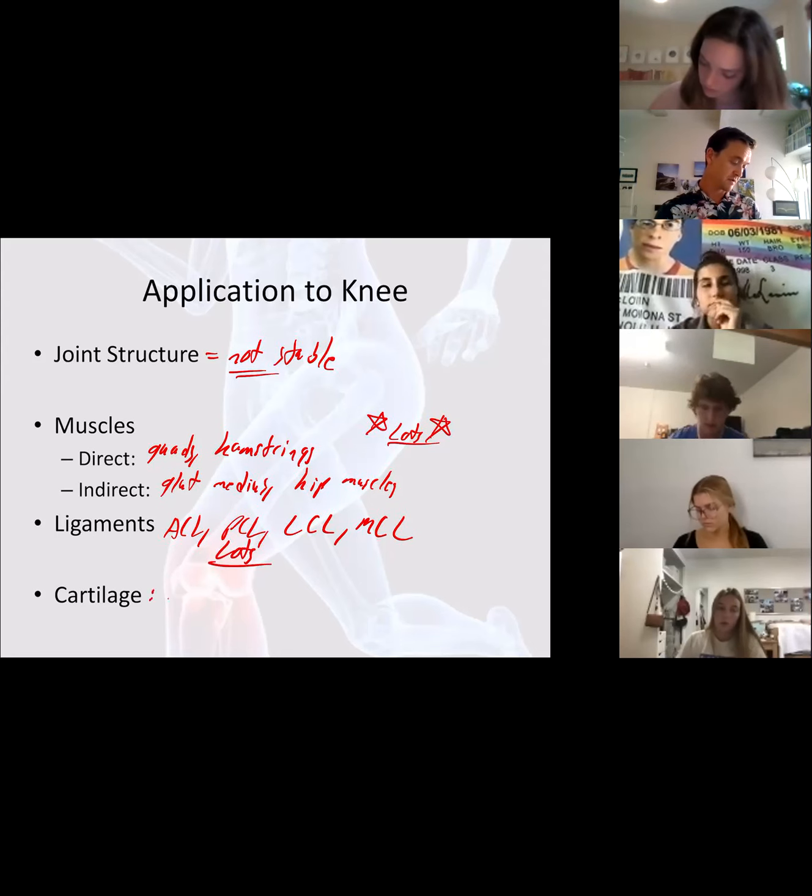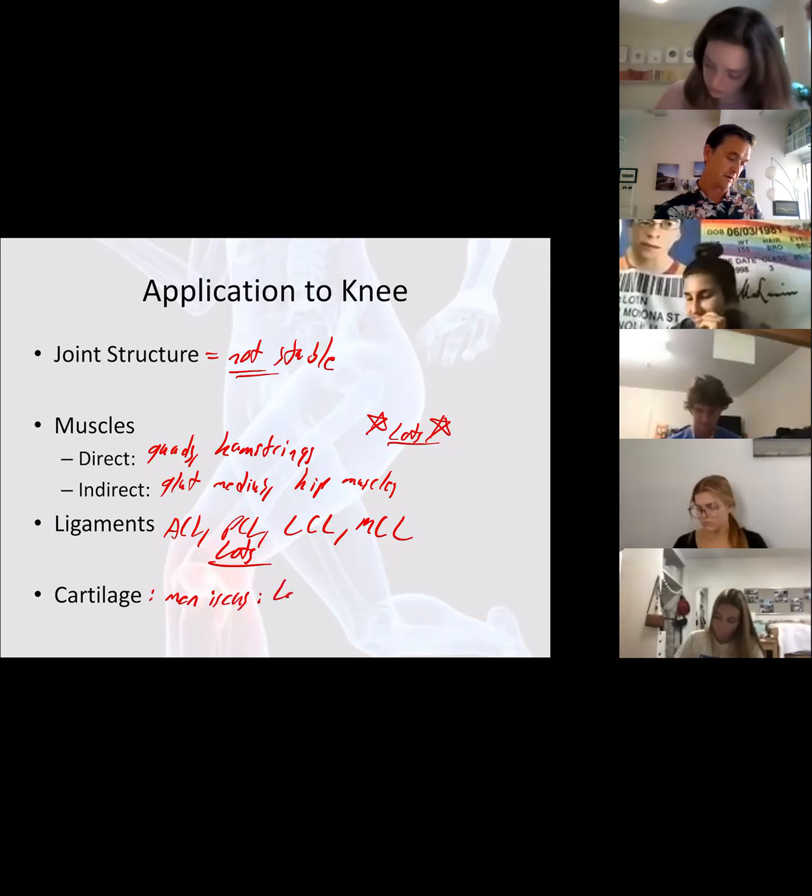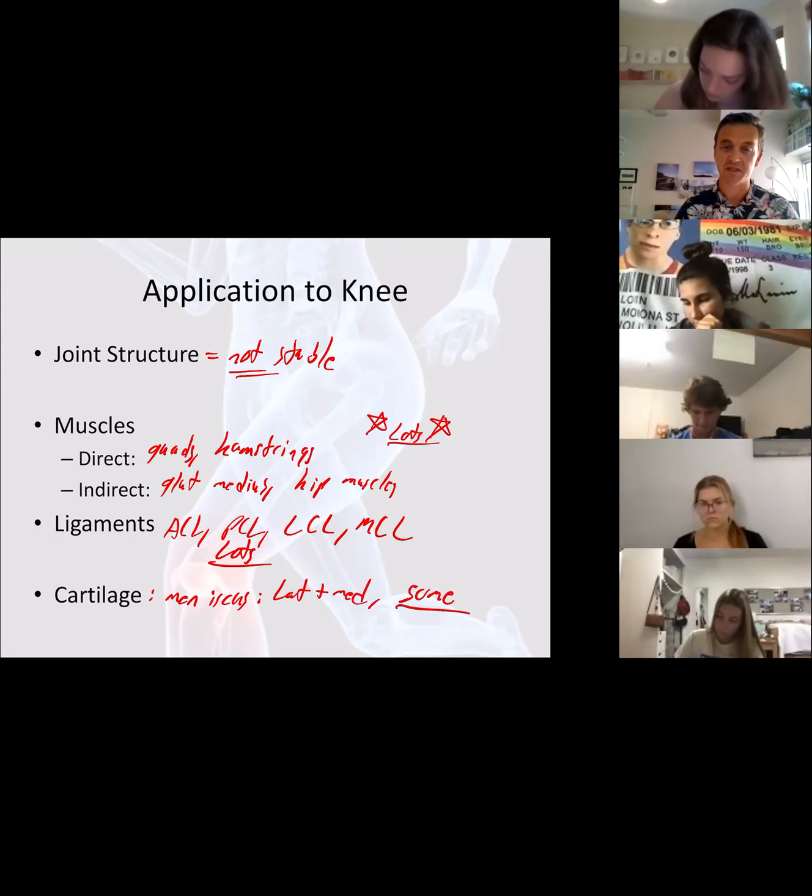Okay, cartilage, we have the meniscus, both lateral and medial. And this helps, we'll just say some. It helps to deepen the socket a little bit, but it's not great. It's not giving us a lot of depth to that joint.